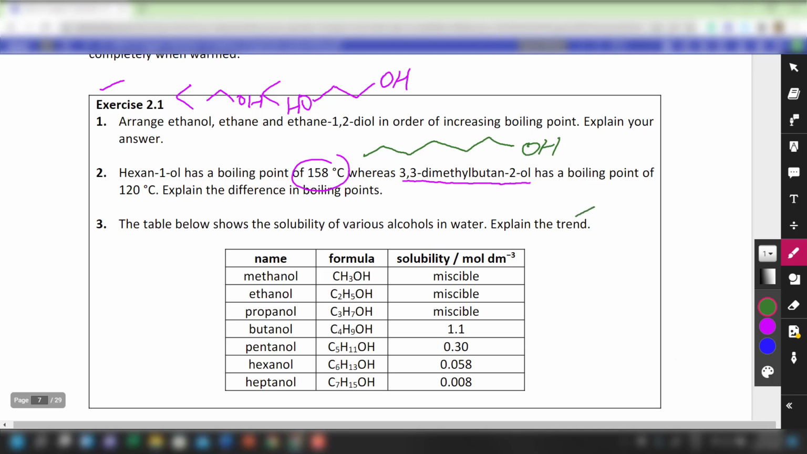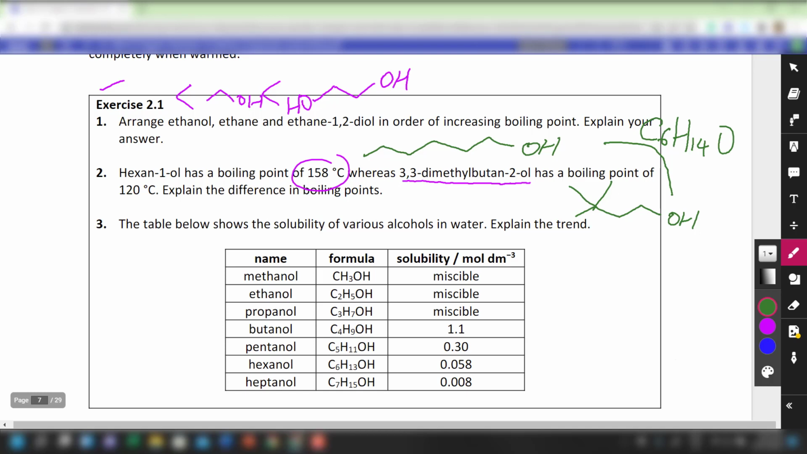So we have a butyl group with an OH, and then at the third position we have 2 methyl groups. So you realize that both hexane 1-ol as well as 3,3-dimethyl butane 2-ol are isomers of each other. How do we know? We can just count the total number of carbons. So both have C6H14O, and 0 degrees of unsaturation as well.